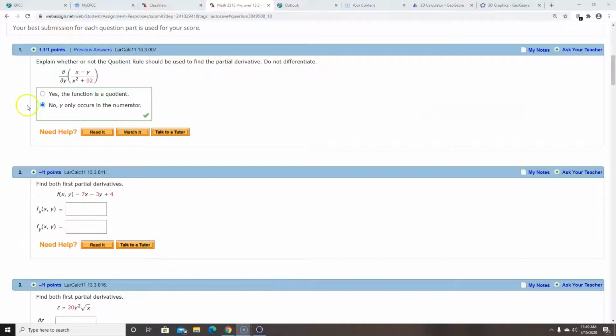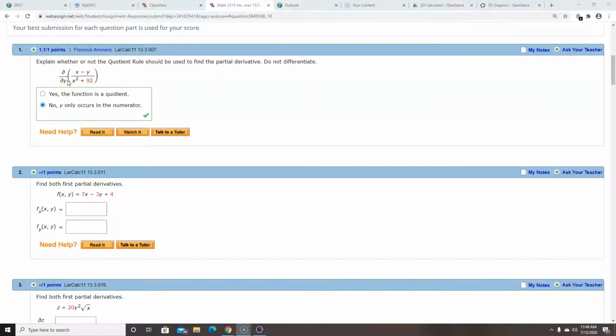So problem 1, class. Explain whether or not the quotient rule should be used to find the following partial derivative. You don't have to differentiate it, it says. But if we did differentiate this partially with respect to y, well, let's see. There is a fraction bar here. It is a quotient. But what happens when you differentiate with respect to y?